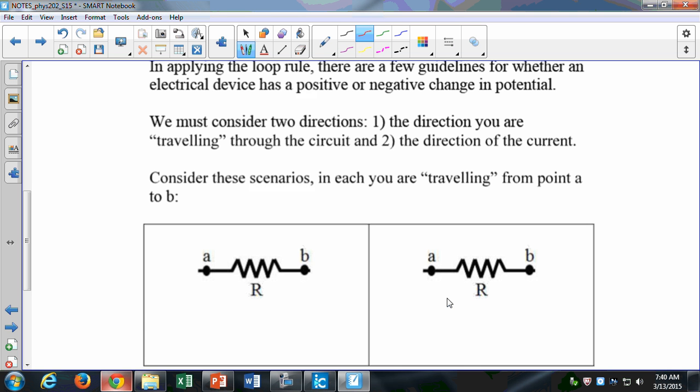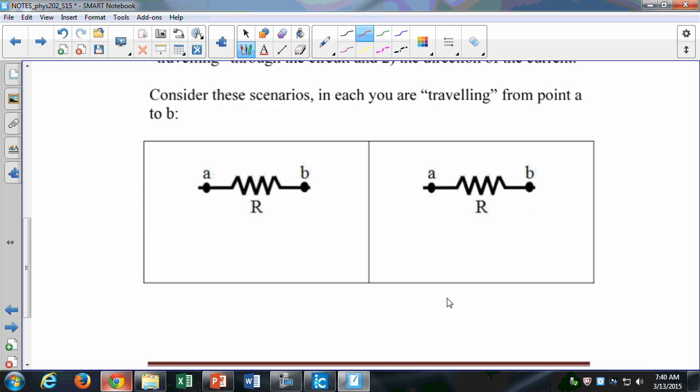These are just directions that you pick. It doesn't matter what you pick for these directions. It's just something entirely that you pull out of your head. The direction you're traveling and then the direction of the current. So let's imagine I have these resistors.